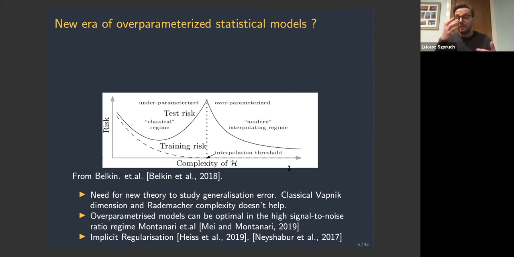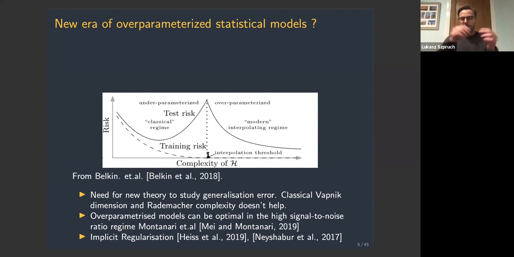When you think about complexity, you think about, say, the number of parameters in your model. If you have a polynomial, that might be the order of the polynomial. And risk here on the y-axis is generalization error. So the dashed line here, the training risk, shows you the training error. This empirical risk minimization that I will show you in a moment drops down as the complexity of the model, the class of functions, is increasing.